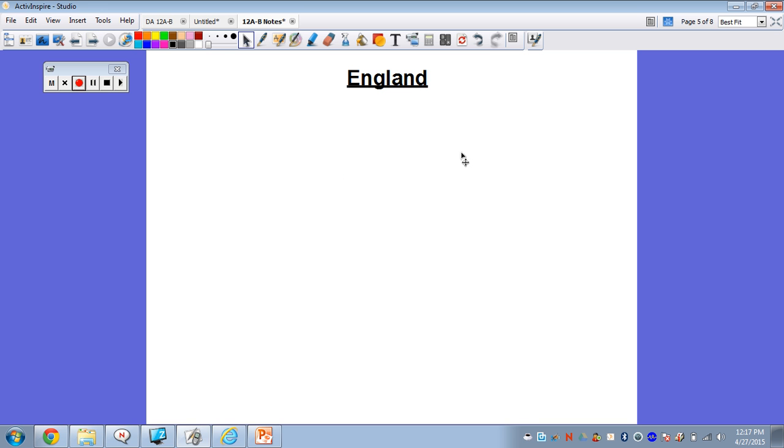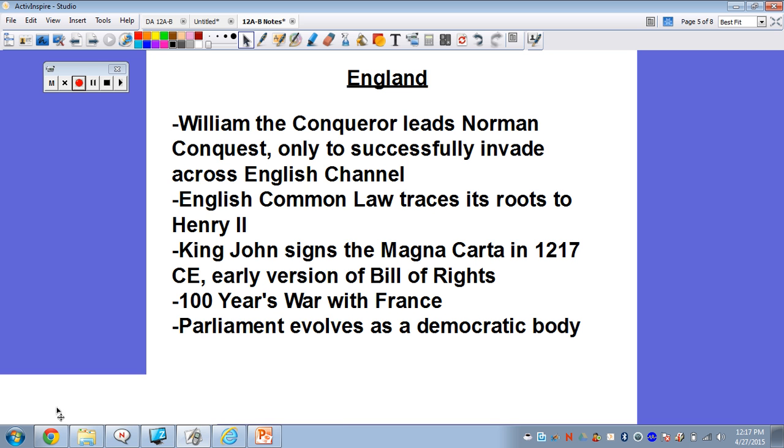Alright, now, in Europe, as we start to see the fall of church power, we're going to see the rise of nations, and some important things to remember is we have William the Conqueror is going to lead the Norman conquest. He leads a French army across the English Channel and successfully conquers England, with the final battle being the Battle of Hastings. He's the only person in history to successfully invade across the English Channel.